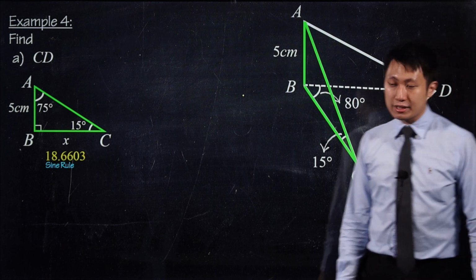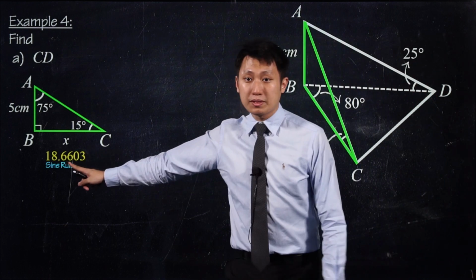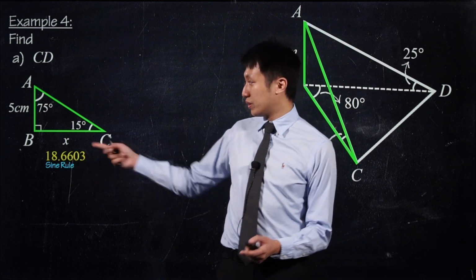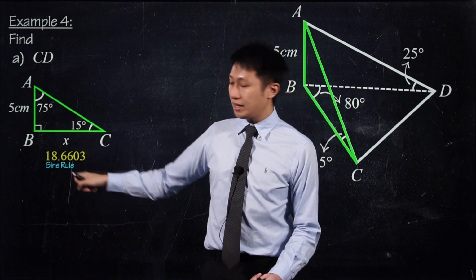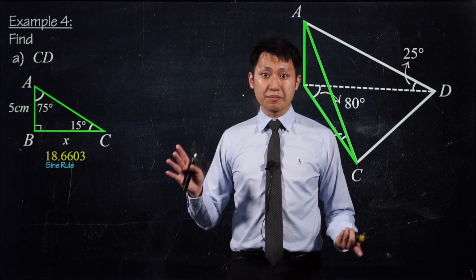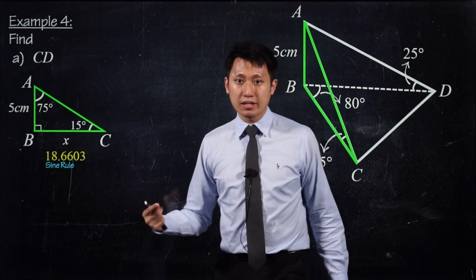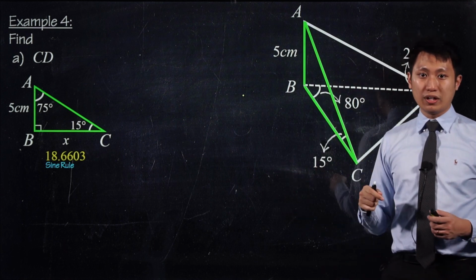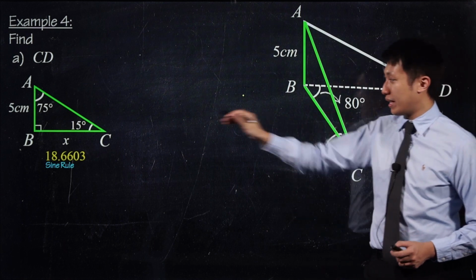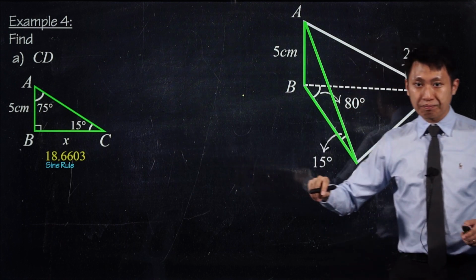So that's 18.6603. This one, I skipped the steps here already, because I guess you can do the sine rule here, right? The sine rule is easily found. Then you get 18.6603. I'm not going to write down so many steps, it will confuse you. The important thing here is to know the idea of how to solve this one. The details, I'll leave for you.